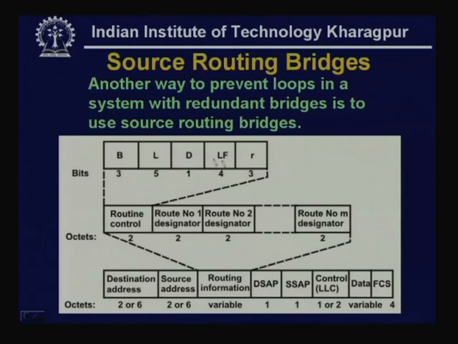I am not discussing this in detail, but you see the source station provides all the information for routing, and through which bridges the packet should go one after the other, all that information is provided. So it is quite simple. However, the source node has to gather information from other parts of the network before this packet can be framed, and it can send a packet to a destination station.